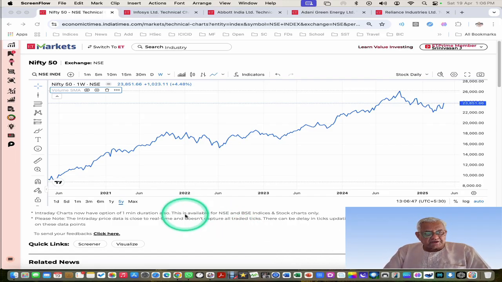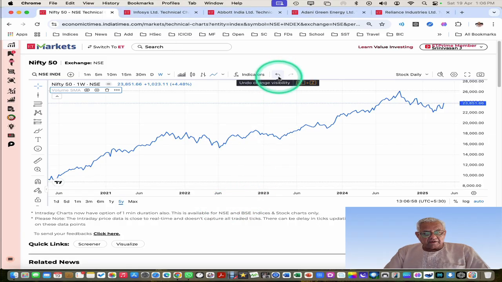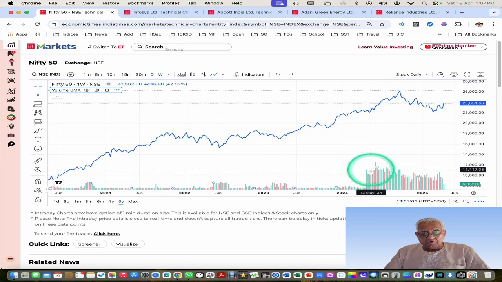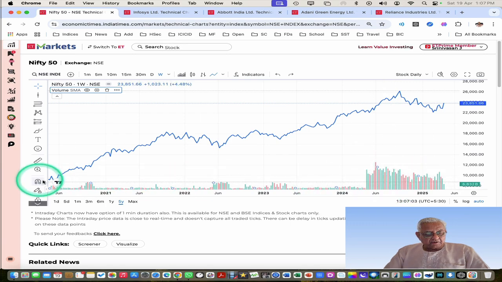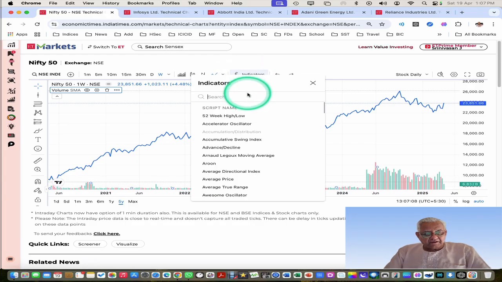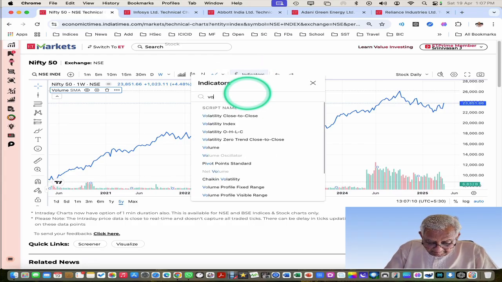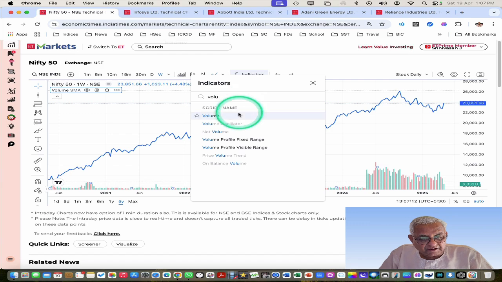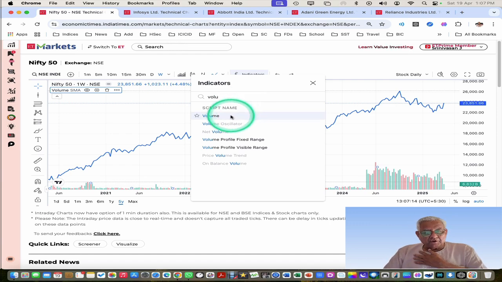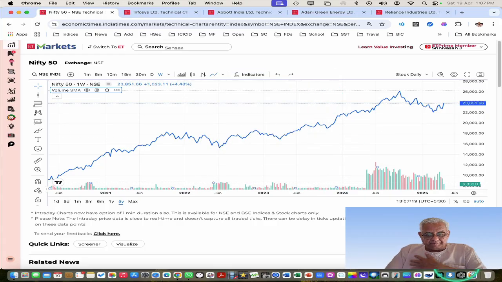This is a 5-year chart of the Nifty 50. First we need to introduce the volumes at the bottom of the screen. How do you do that? You go to indicators, type volume, and click on this. Once you click on this, you will get the chart that I have already installed.